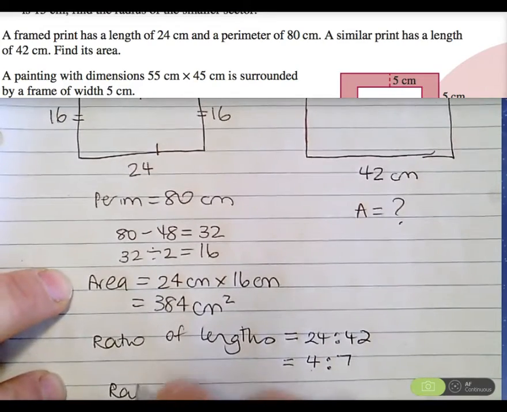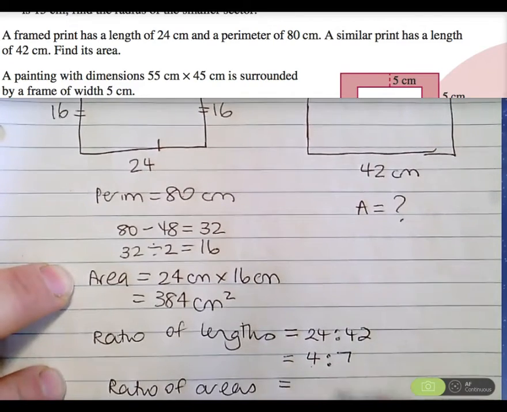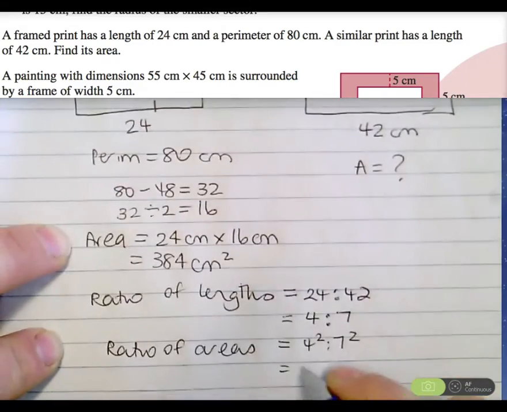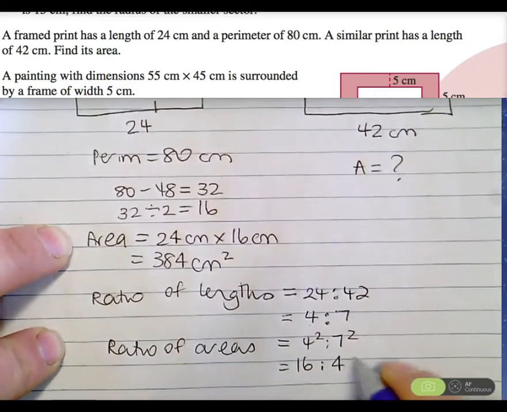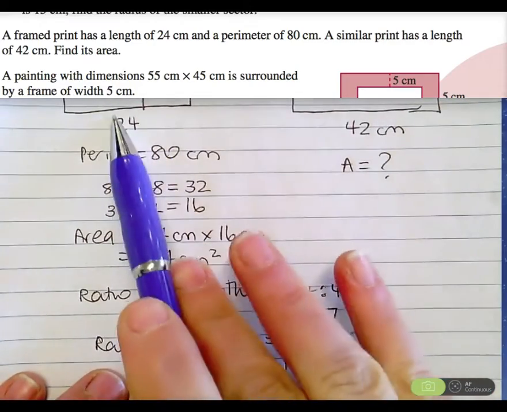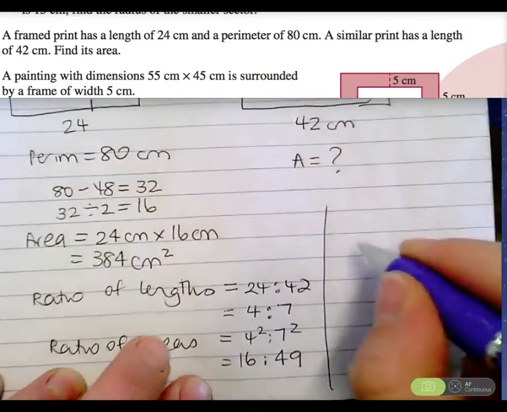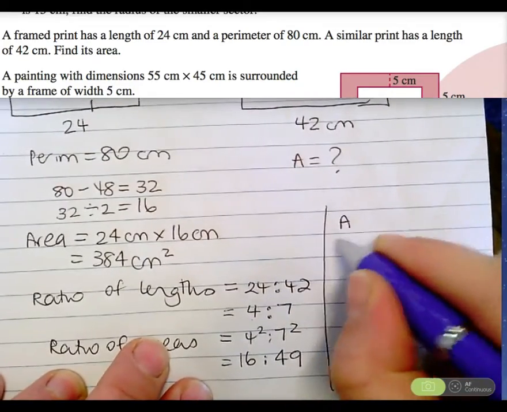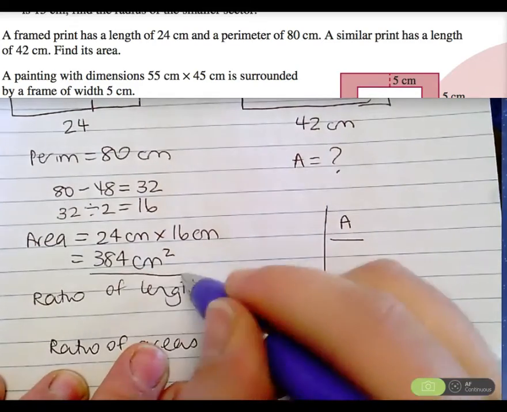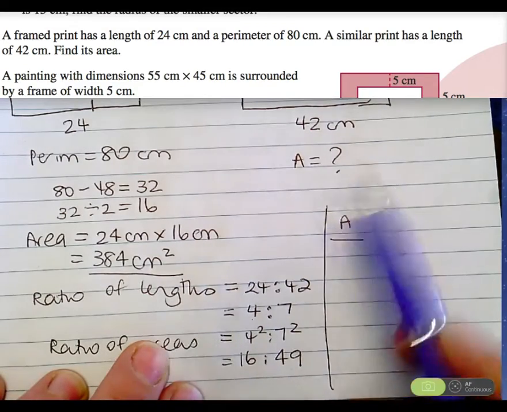So therefore, what's the ratio of the areas? 4 squared is to 7 squared, which is 16 is to 49. So, do you know which one matches? The 16 goes with the small one, the 49 goes with the large one. So let's work out our area. So the area, so this is what we're trying to work out. Area over what? The area of the big one we don't know. What's the area of the small one?